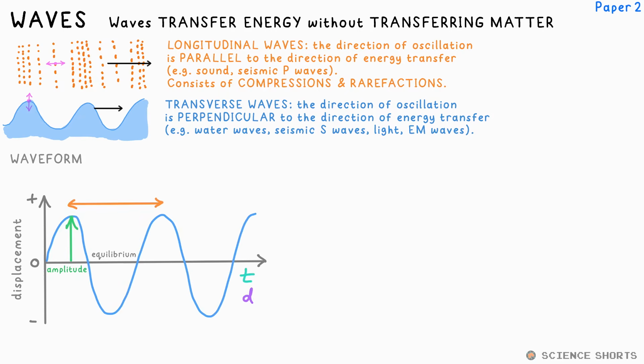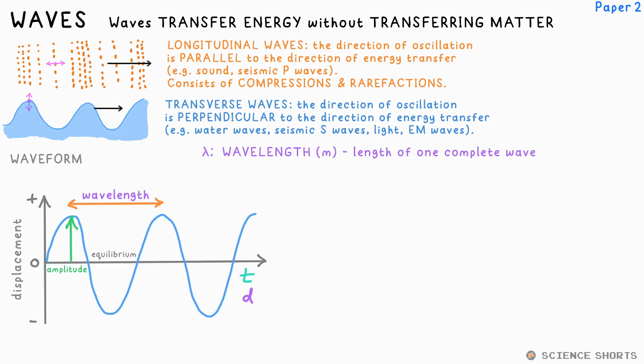Basically, that just means how far the particles have oscillated away from their original position, and it can be either distance or time on the x-axis. The peak of a wave is called the amplitude. It's the maximum displacement from equilibrium. If it's distance on the x-axis, one complete wave here gives you the wavelength. We give this the symbol lambda for short, but it's measured in meters.